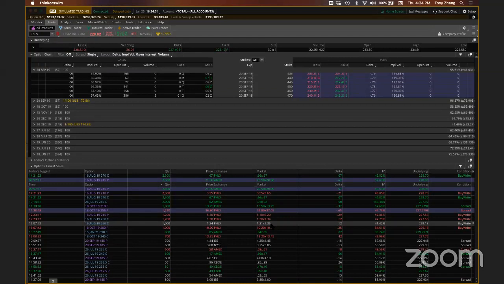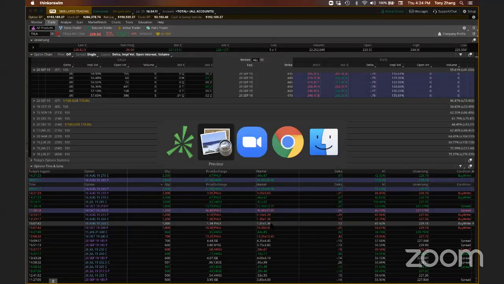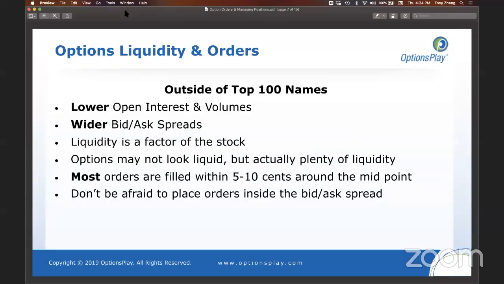So especially for retail orders where you're trading 10, 20, maybe 50 contracts, you should many times see executions well inside the spread, and no matter how wide the spread you're seeing on your screen, even if the spread is $3 wide, don't be afraid to place your limit orders inside that bid-ask spread. And I usually tell users to start 5 to 10 cents around the midpoint as your starting point when you're placing your limit orders. And that works the same regardless of what type of orders you're trading.